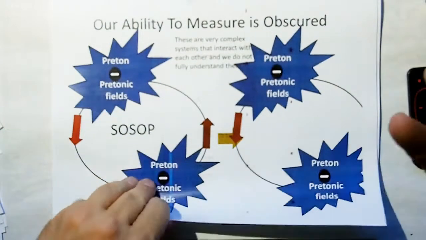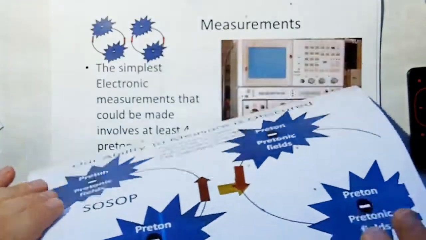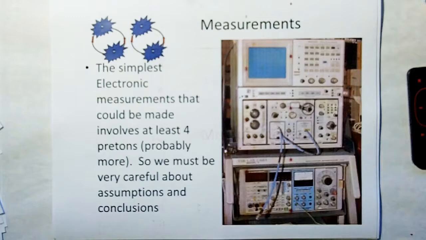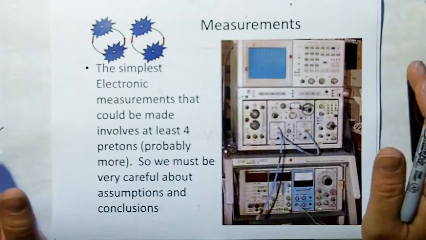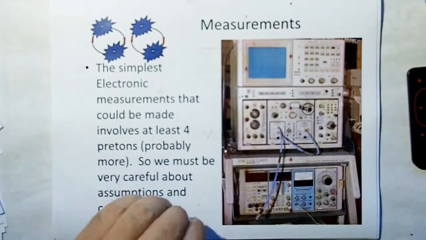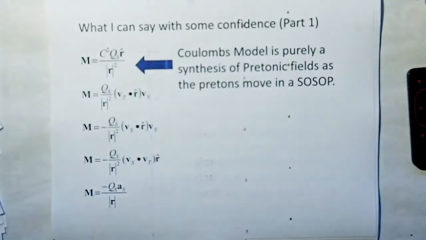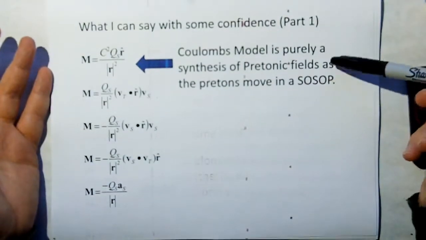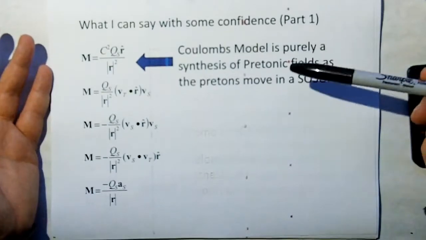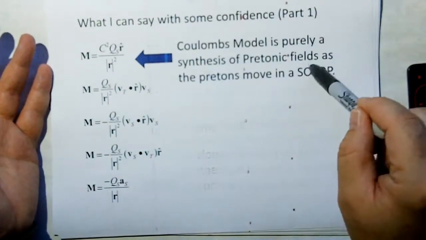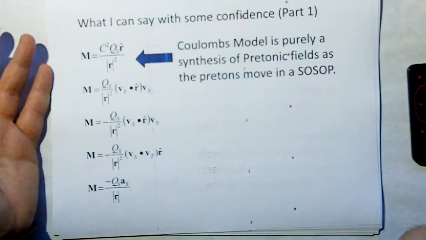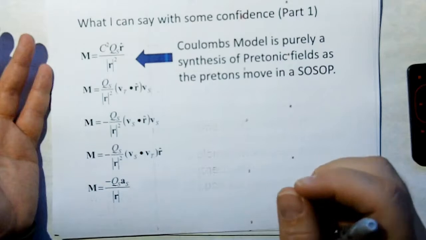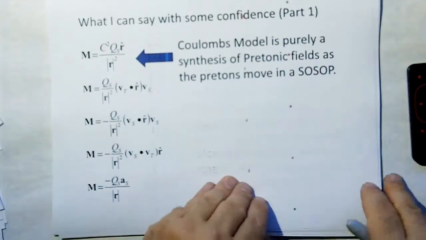But in the next video, I had an epiphany, so we may actually be able to get a lot of that stuff out easier by using logic, but we'll see. So the simplest electronic measurements that could be made involve at least 4 pretons, probably more. So we have to be very careful about the assumptions and conclusions. Now here's an interesting part. I came up with a way in the next video to put a little bit more evidence to this. Right now, this is just purely an assumption just by looking at it. In the next video, I actually came up with a way that we can show that that's a synthesis. Or let me not say prove it, but at least give more evidence to corroborate it's a synthesis.